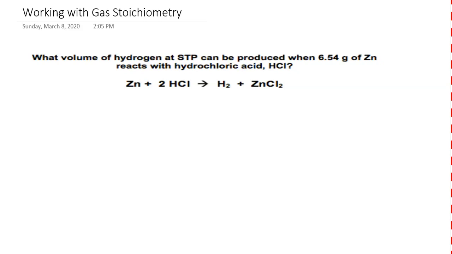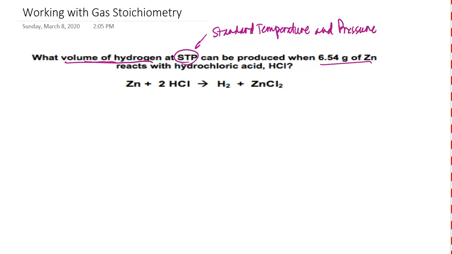If we read through the problem, they're asking me to calculate a volume of hydrogen gas at conditions that are STP, we'll discuss that again in a moment, which is being produced from 6.54 grams of zinc when it reacts with hydrochloric acid. And so again, I brought up this notion of STP, or standard temperature and pressure, before. Basically, standard temperature is 273 Kelvin, and standard pressure would be 1 atmosphere.